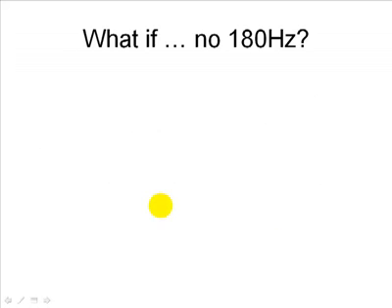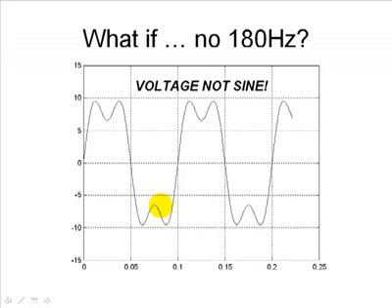What happens if there is no triple frequency in the magnetization current? Could be we filtered it out, or we wired the transformer in a way that prohibits triple frequency currents from circulating. If that is so, if we have no triple frequency in the magnetization current, then the flux will be distorted and the induced voltage will not be sinusoidal anymore. The induced voltage will look like this.